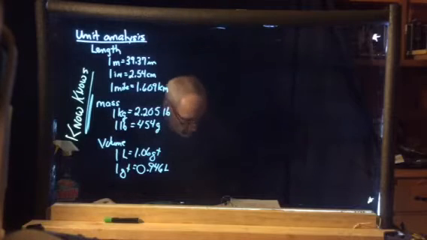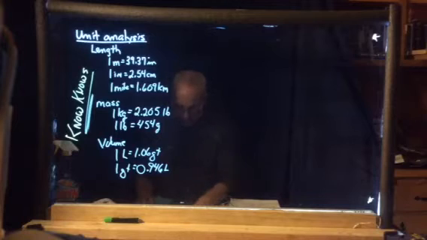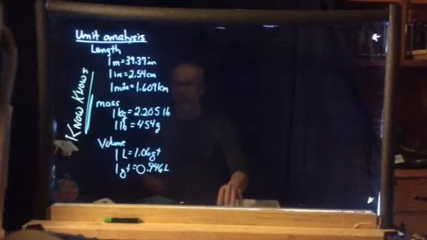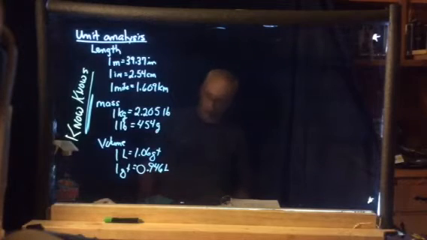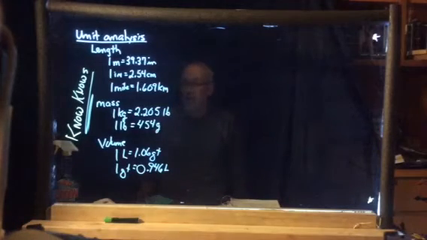One is length. For length, there's three conversions. Not that you need to know all three of them, but I find all three of them useful. 1 meter is 39.37 inches. 1 inch is 2.54 centimeters. And 1 mile is 1.609 kilometers.